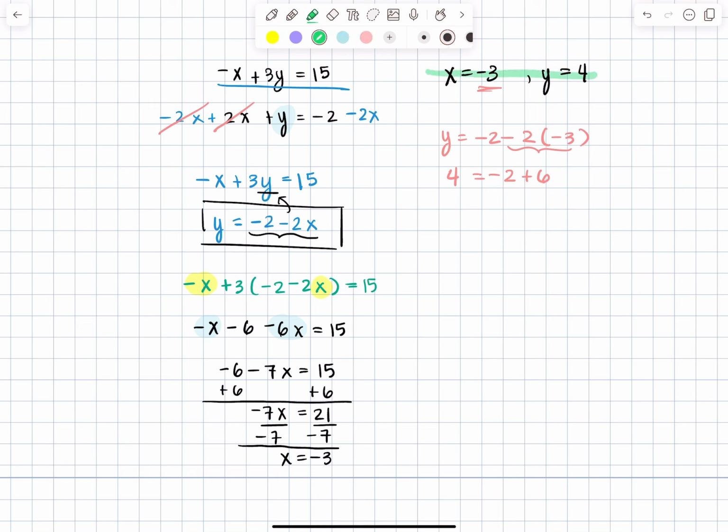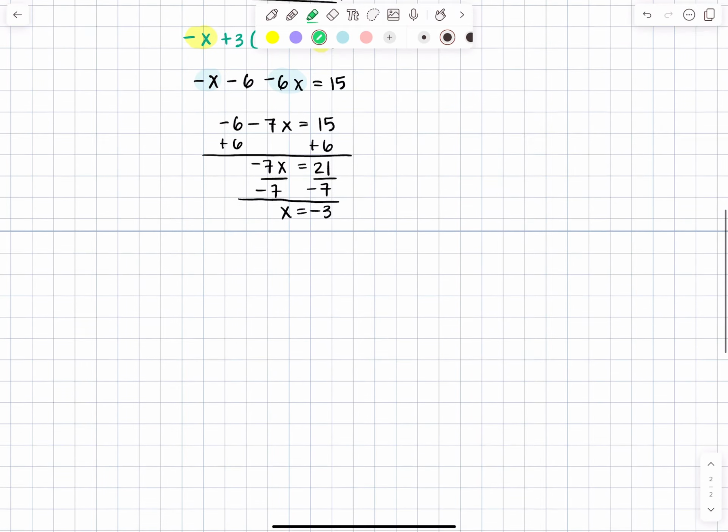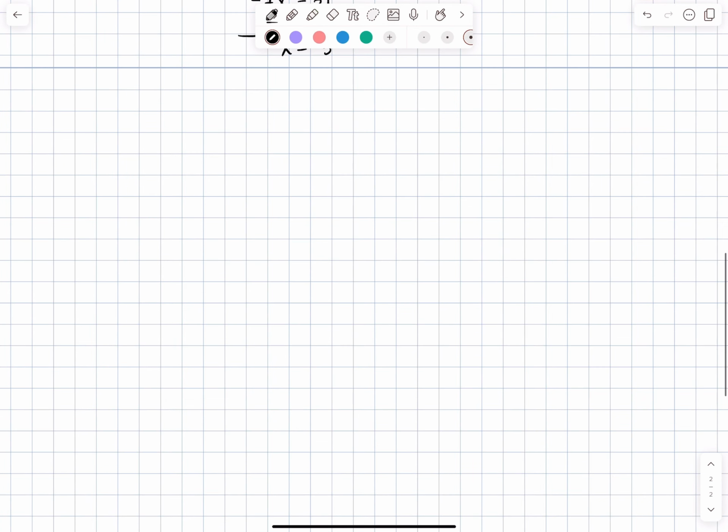And that's substitution. For elimination, you're kind of combining two functions together. So we're going to look at two examples of how to use elimination. So let's say we have 2x plus 3y equals 20. And then we had negative 2x plus y equals 4.